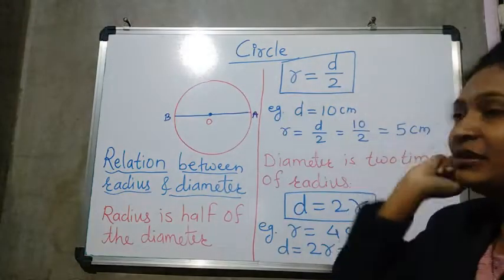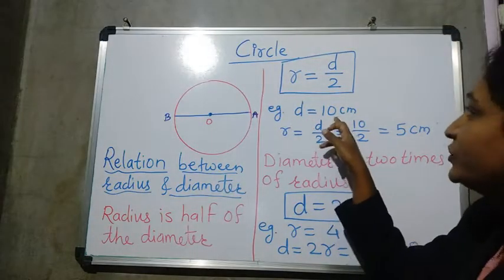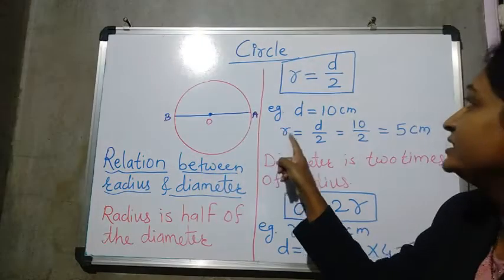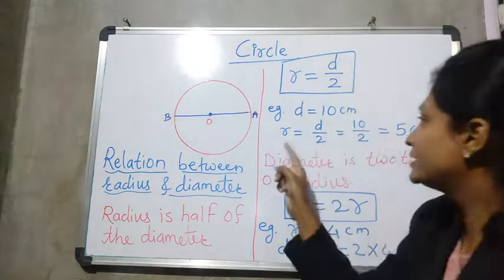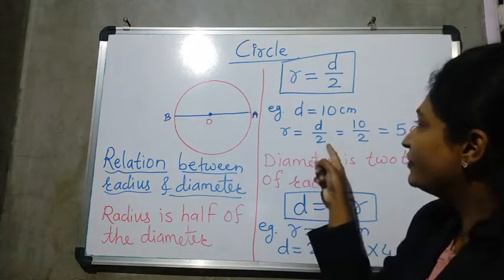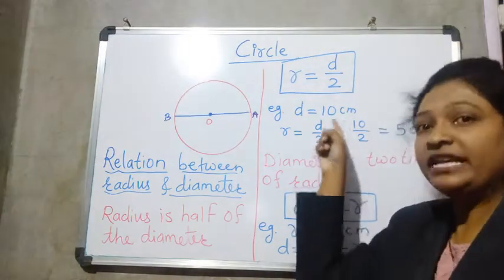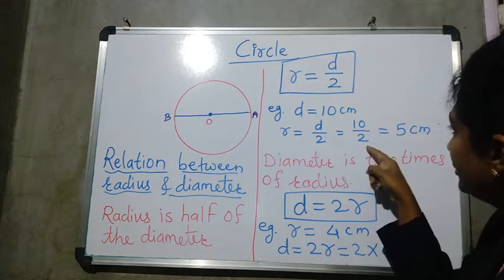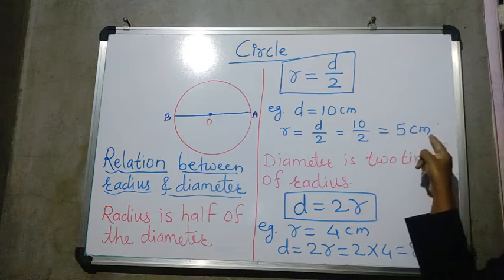Okay, see, one example I gave here. If diameter is equal to 10 centimeter, how will you find the radius? Radius is equal to, first we can use this formula. So radius is equal to what? Half of diameter, means D by 2. D means diameter. So diameter is 10, so 10 divided by 2. So 2 5s are 10. 5 centimeter.